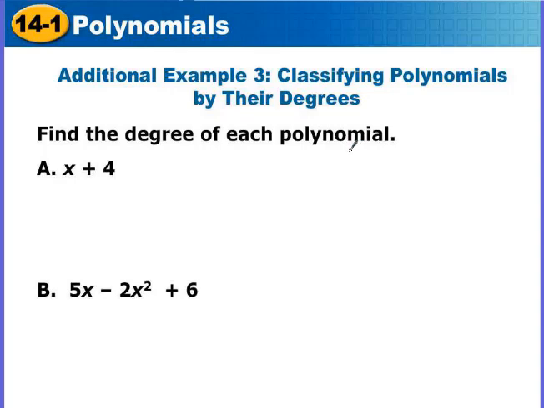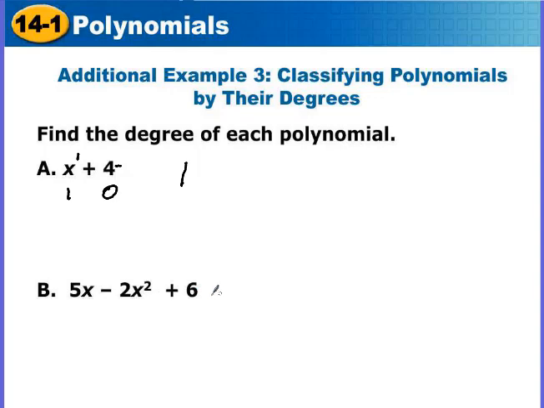So the first thing you do is find the degree of each monomial, and then that will allow you to find the degree of the polynomial. So this one right here is an x. It has an exponent of 1, so this one's to the 1st degree. This 4 doesn't have any exponents on its variables because it has no variables, so it's to the power of 0. So what's the degree of the whole polynomial? 1. Okay, so it would be to the 1st degree.